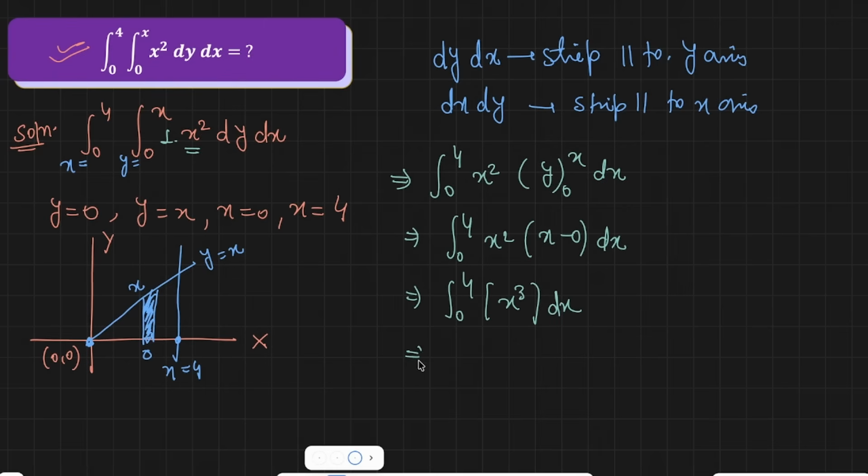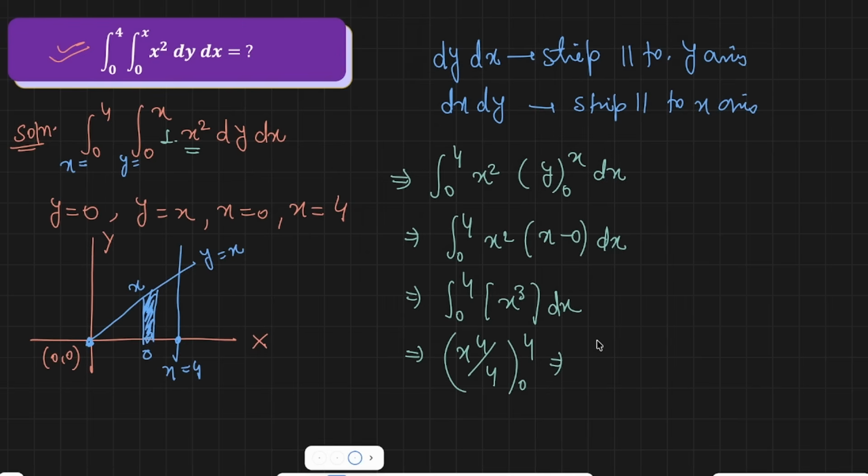You can easily solve this x cube. See, this is now converted to a function of x only. Whichever variable limit you take, take that first, and of course that will be given first in your question. Now if I integrate, this will be x power 4 by 4 from 0 to 4, which is nothing but 4 power, here it will be simple like this.